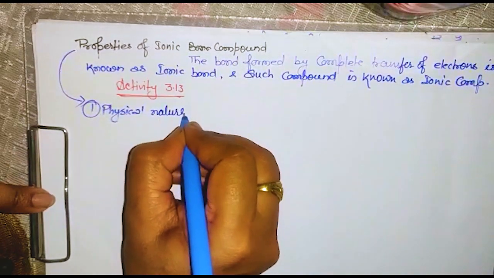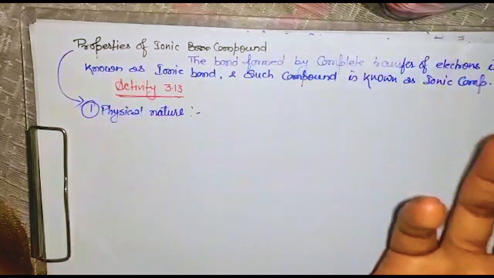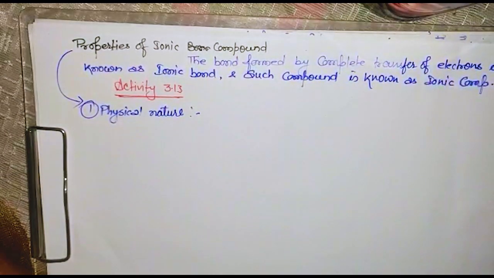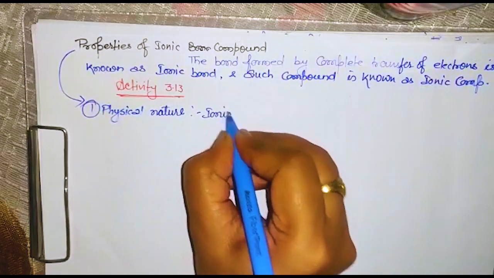On observing, what we have observed about ionic compounds, you can see in the kitchen also, isn't it? NaCl, the salt which we use to cook food. So what is the physical state of that? They are solid, isn't it? So ionic compounds are solid.